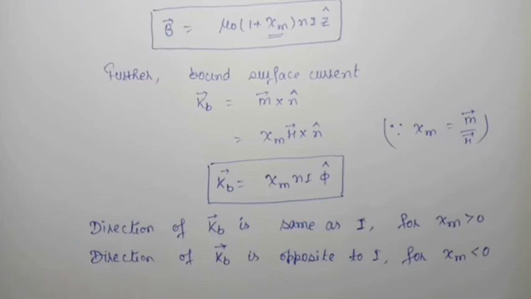That is, the direction of current and bound surface current is the same for paramagnetic materials, and opposite for diamagnetic materials. Or mathematically we can write: for materials having magnetic susceptibility greater than 0, the bound current and the current are in the same direction, and when the material has magnetic susceptibility chi m less than 0, in those materials the direction of bound current and the current are opposite. Okay, thank you.